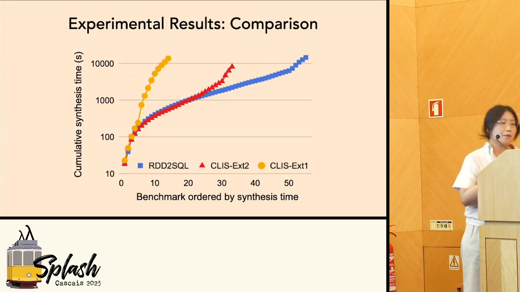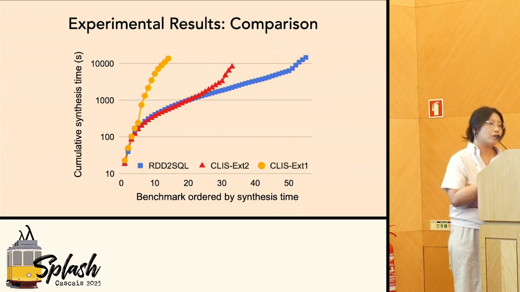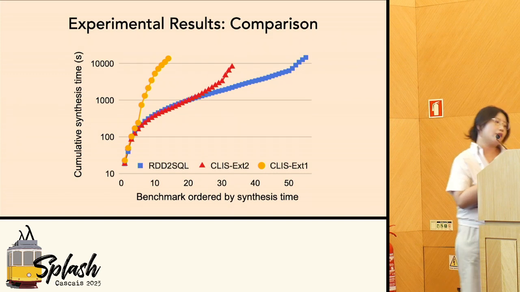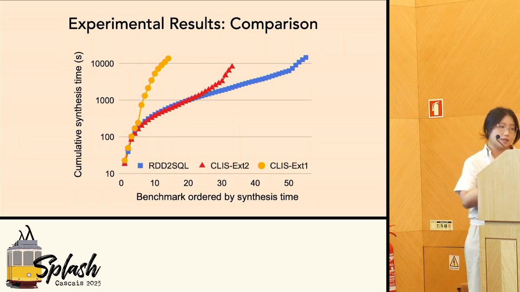We also compare RDD to SQL to two different extensions of CLIS, an existing synthesis tool for query optimization. The graph here shows the number of benchmarks solved on the x-axis with the cumulative synthesis time in seconds on the y-axis. As we can see from the graph, neither of the extensions of CLIS can solve nearly as many benchmarks as RDD to SQL.